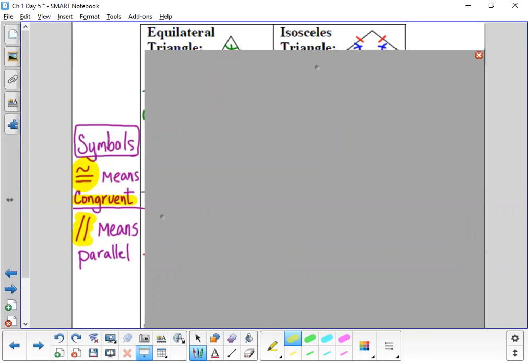These two parallel lines, which kind of look like a slanted 11, mean parallel. So if you ever see those markings, that just means the two things in between them are parallel.